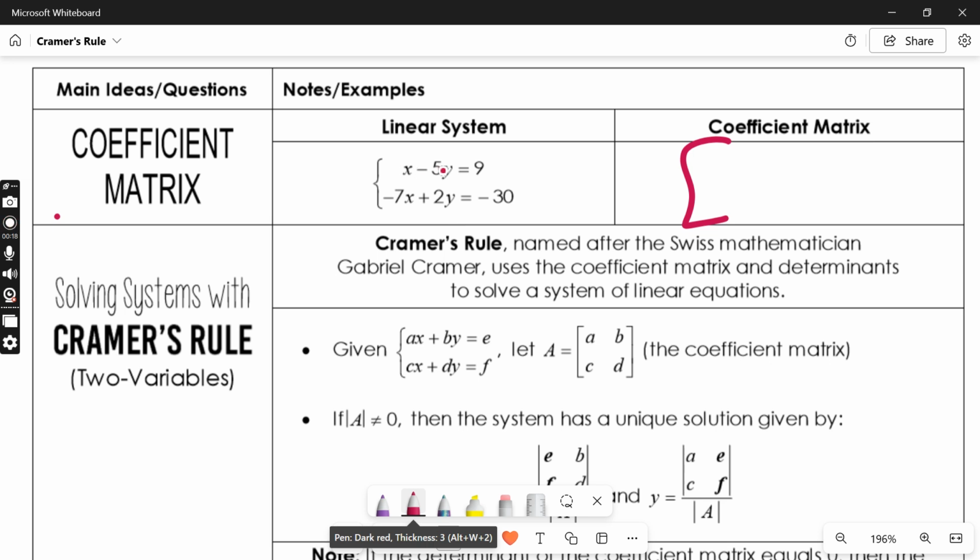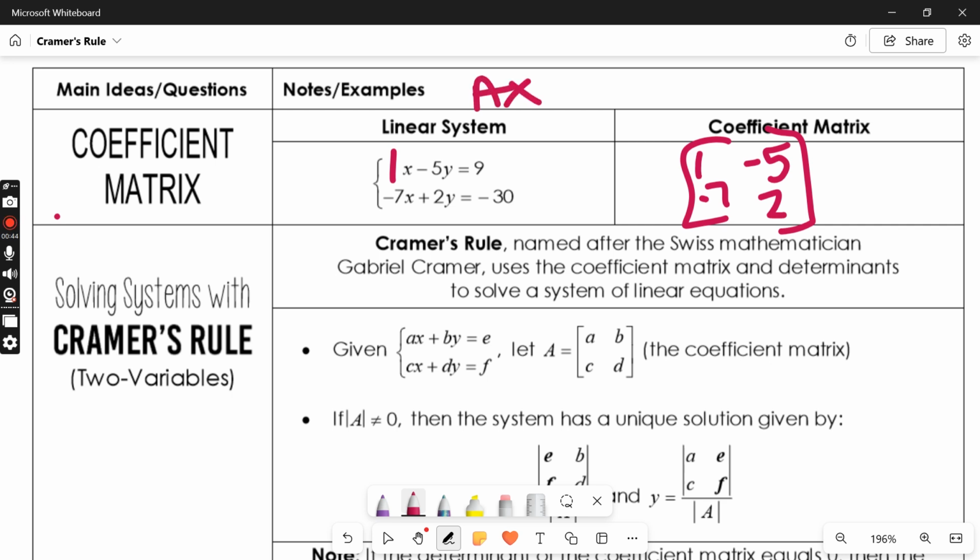So if I look at my first equation, I have 1x minus 5y equals 9. So I'm going to have 1 and a negative 5. Okay, and then the next one, I have negative 7x plus 2y equals negative 30. So I would have negative 7 and a positive 2. They do need to be in that form, ax plus by equals c. So just make sure they're in the correct form.